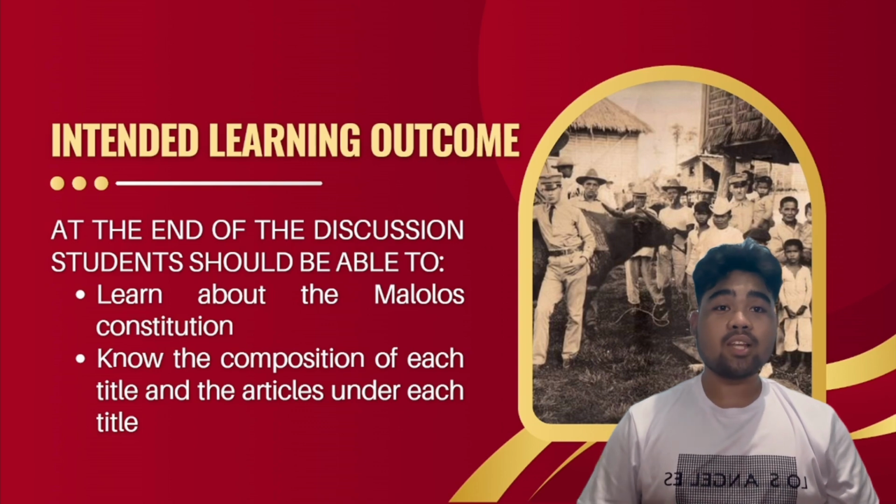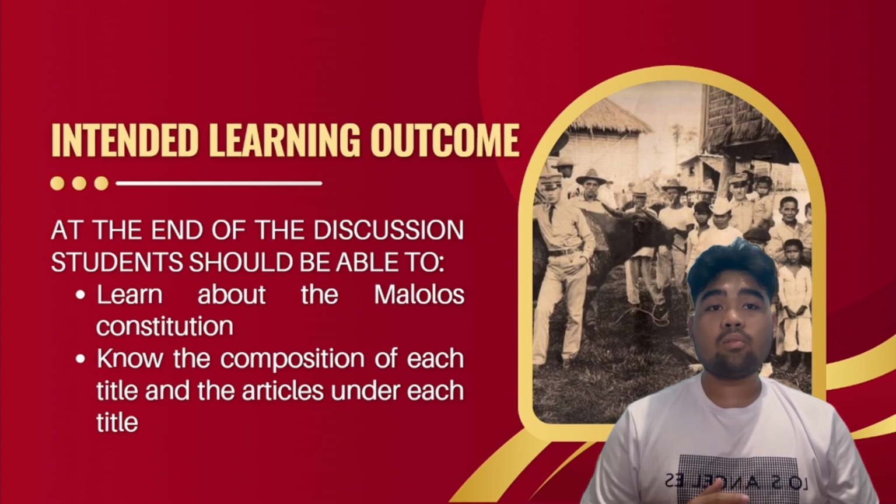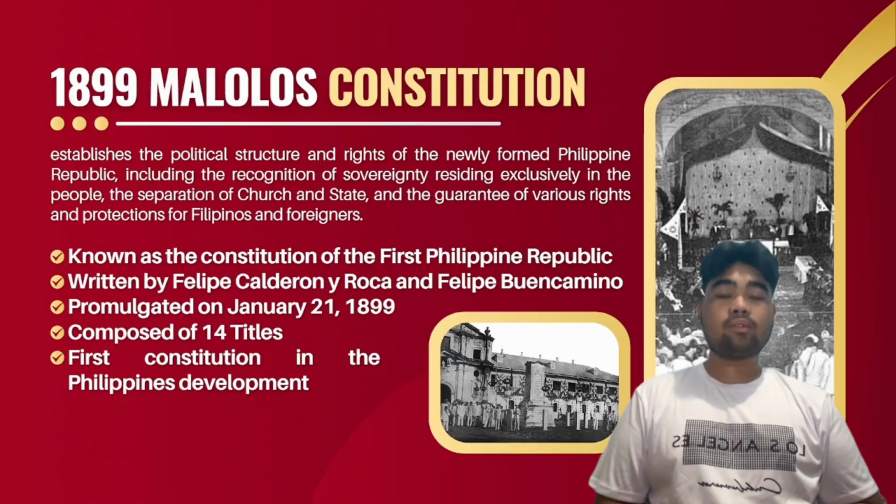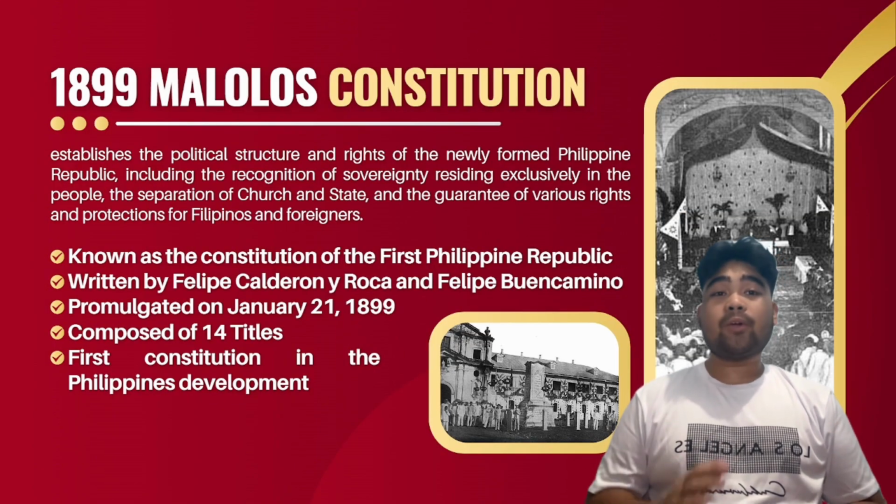Before our discussion, let's have our ILO, or the Intended Learning Outcome. At the end of the discussion, students should be able to learn about the Malolos Constitution and know the composition of each title and the articles under each title. Now, let's begin our discussion.